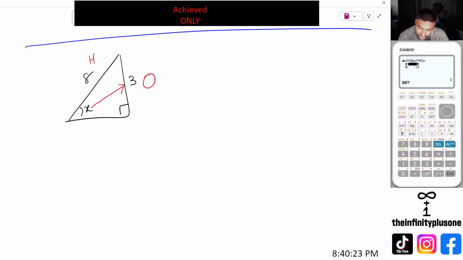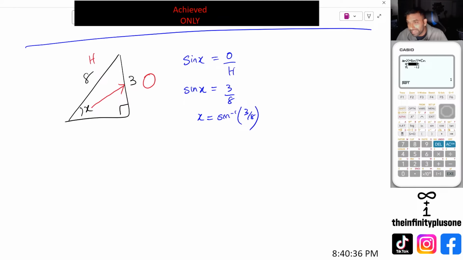Okay, we're going to solve this real quickly. So sine x is equal to opposite over hypotenuse. Sine x is equal to 3 over 8. Then x is equal to inverse sine of 3 over 8. Now, the tip here is this. When you walk into the exam, one of the things they will ask you to do is reset your calculator. So you go to system and do a reset.